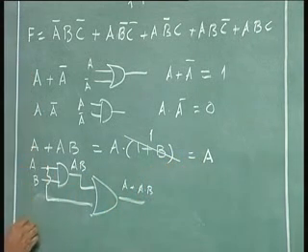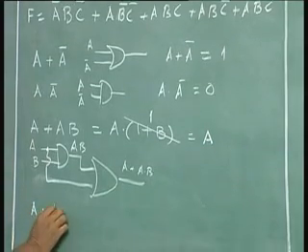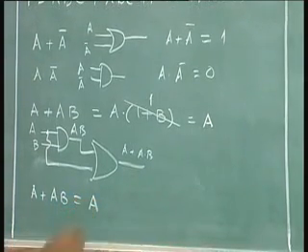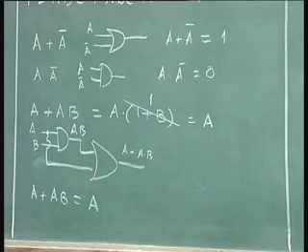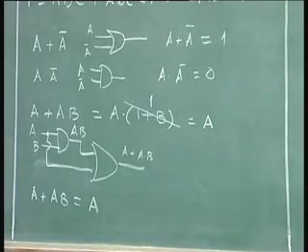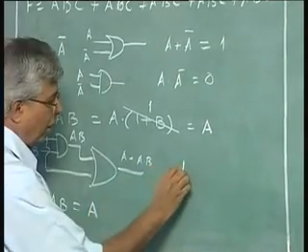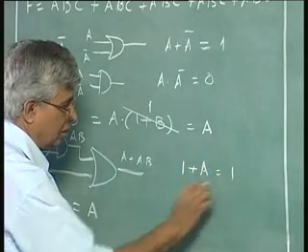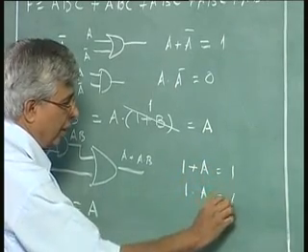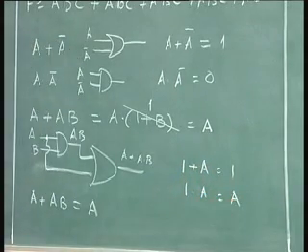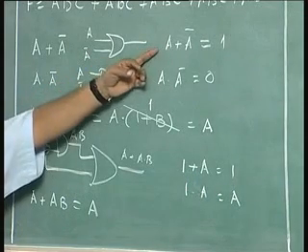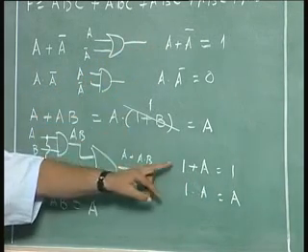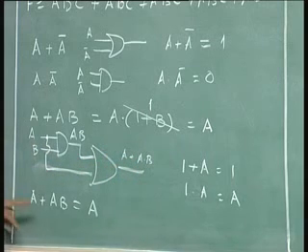That means A or AB is A, because of the fact 1 or B is 1, and A and 1 is A. This also can be, if you want to list them all as identities. This is one of them, identity. This is another identity. This is another identity.